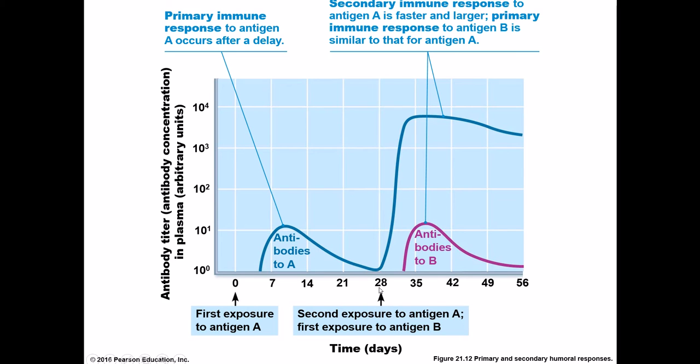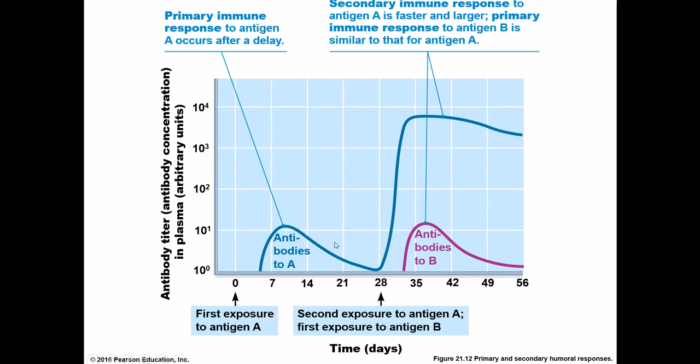Here is the second exposure to this antigen that we're going to call A, and you can see for one, the size of the response is much, much stronger than the primary immune response. And it's also much, much quicker. Within a day or two, we're having this huge production of clones and antibodies to fight against this particular antigen.